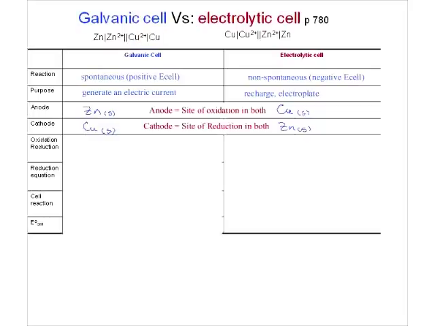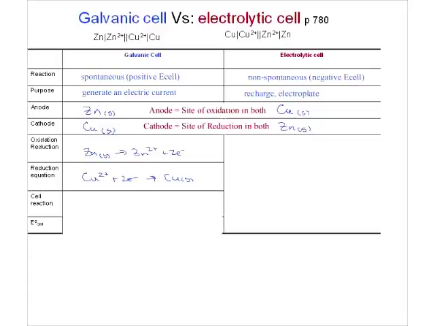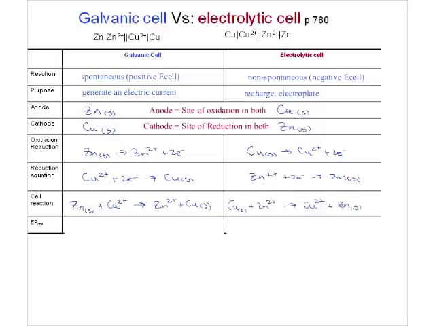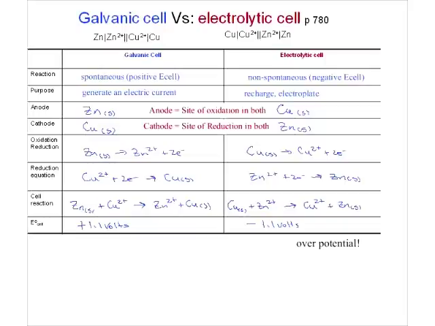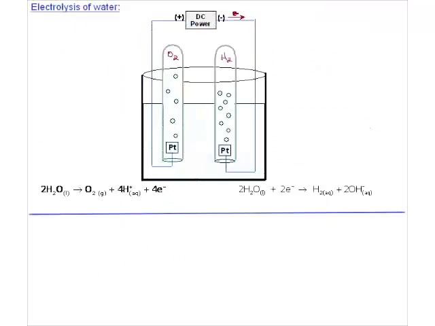The reactions here: oxidation of zinc, reduction of copper. In the other electrolytic cell, we see the oxidation of copper and the reduction of zinc. So everything is reversed. The overall reaction is reversed. Okay, so we see the opposite things happening. And of course, we get the opposite signs for the voltage. And don't forget here, we need an overpotential to get that to work. Okay, there we go. All right.